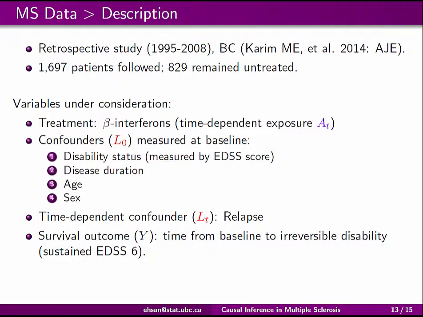Let us move on to a real data analysis. The data is collected from the British Columbia Multiple Sclerosis Clinic. About 1700 patients were eligible and about half of them received treatment beta interferon. A few baseline confounders were present and relapse was considered as a time-dependent confounder.